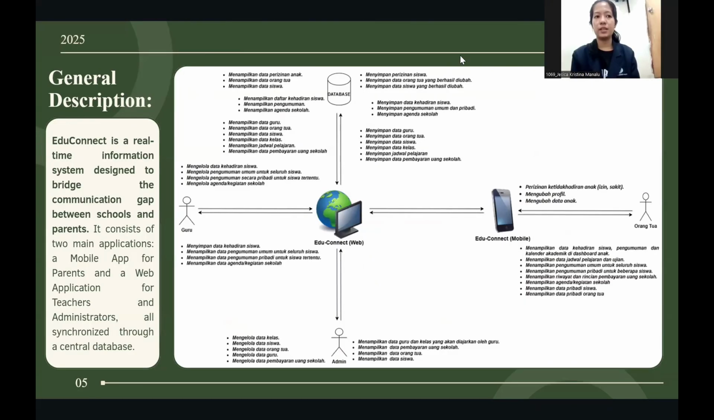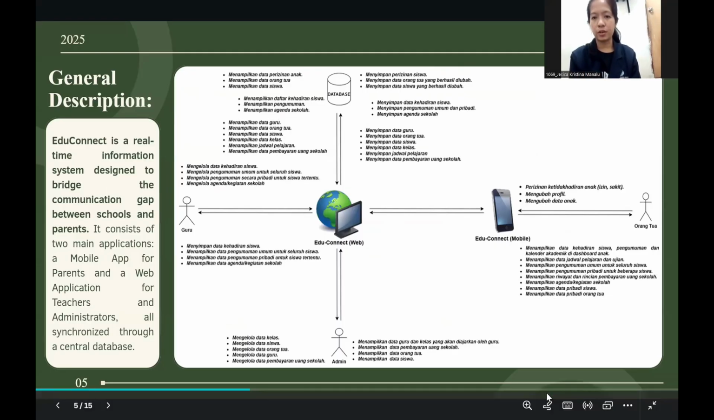Alright, this is the general system design of our project Educonnect. Educonnect consists of 2 main platforms: a web application for teachers and admin, and a mobile application for parents. Both platforms are connected to a centralized database that stores and synchronizes all data in real time. Starting from the teacher side, teachers can manage various types of data through the web application, such as student attendance, announcements, and school activities. Teachers can also send both general and private announcements to specific students.